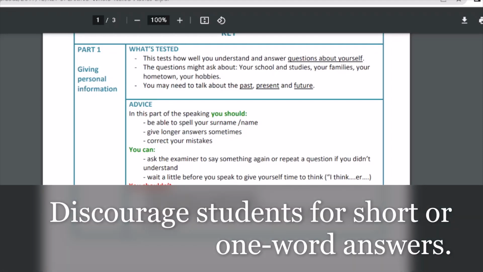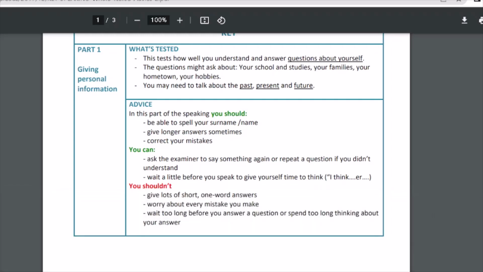Also, discourage your students from giving lots of short or one-word answers. Tell them not to worry about every mistake they make, and not to wait too long before they answer a question or spend too long thinking about their answers.